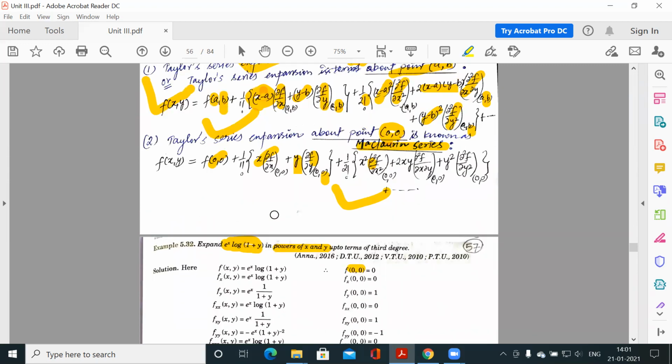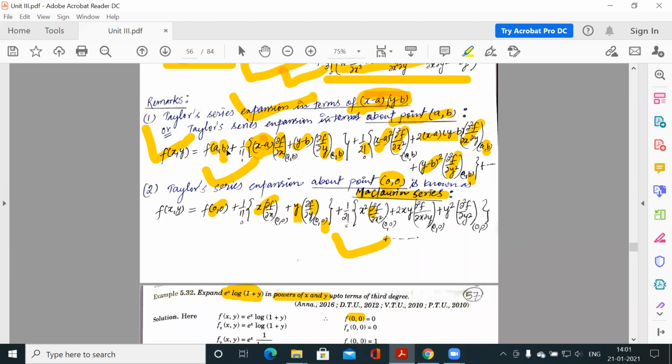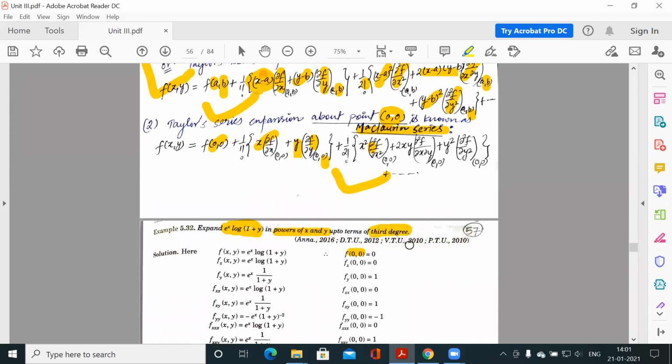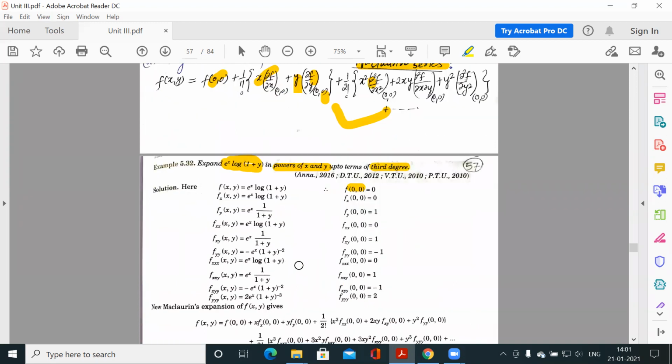Clear? So what we need is the functional value at 0 0, first order derivatives at 0 0, second order derivatives at 0 0, third order derivatives at 0 0. Because we have to take up to third degree, we have to calculate up to third order derivatives. This is the given function, a function of two variables. The value of f at 0 0, that means x 0, y 0, is 0.